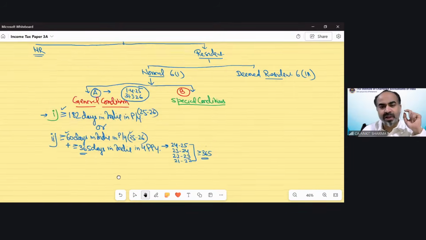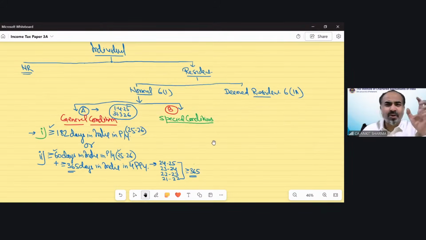Okay, tell me one thing. Anything complicated in the individual category till now? As I've told you, this is a complicated condition. So do you feel there is something complicated till now in this individual category?